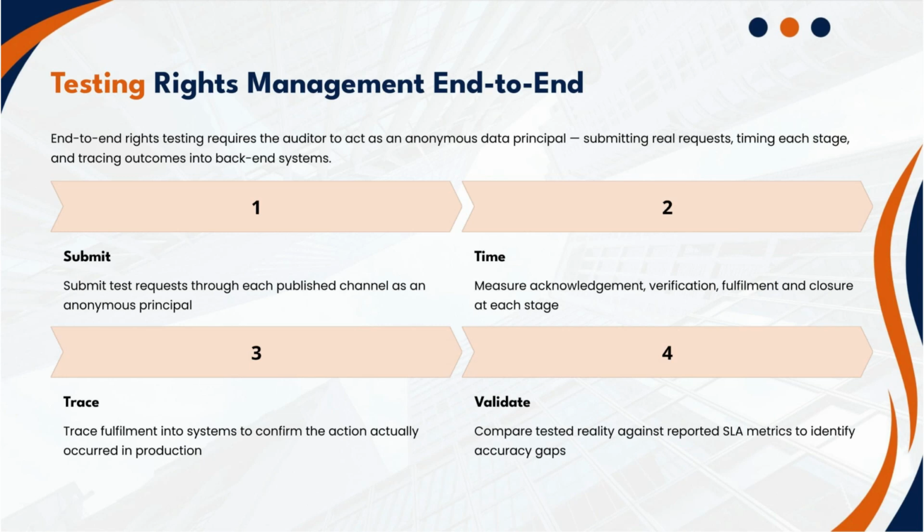Let me tell you how this played out at a client. With the CEO's written permission, I submitted 3 requests as an ordinary customer over 2 weeks. 1 access, 1 correction, 1 erasure. Different channels, no flags. The access request came back in 19 days, covering 4 of 9 systems. The correction was made in 1 system and never propagated.